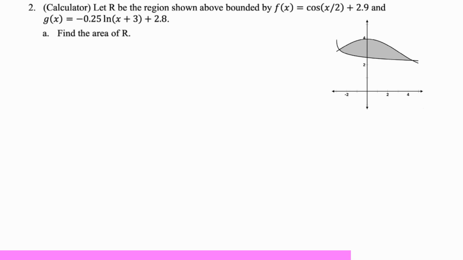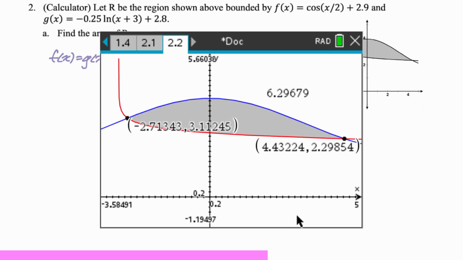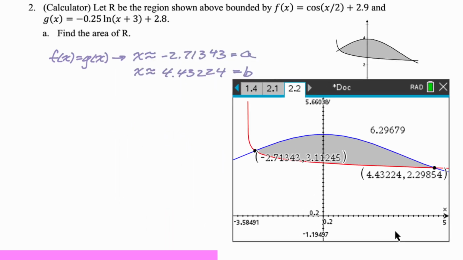All right, so for this one, we need to figure out where they intersect. So that's going to be when f of x equals g of x. Then we need to set the whole thing up. I'm going to put up a screenshot here of what I did. The calculator gets these values. We don't have to watch that. The calculator finds the intersection points for us.